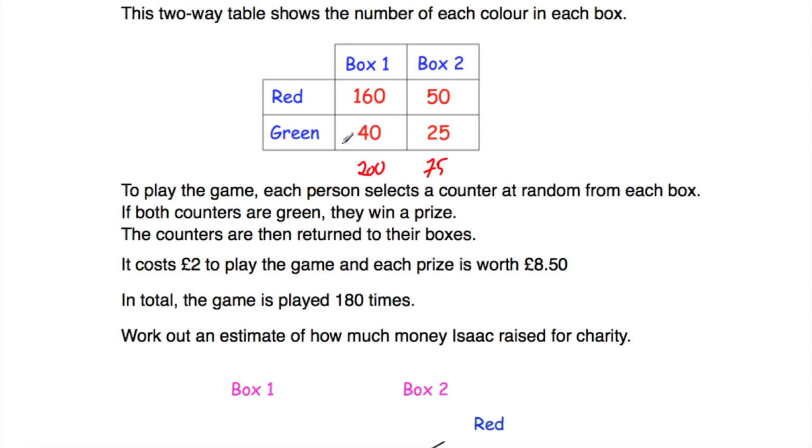And then we're told that if both counters are green, they win a prize. So to win this game, they've got to get a green counter from box 1 and a green counter from box 2. The counters are then returned to the boxes, obviously, otherwise the number of counters are going to keep going down. And it costs £2 to play the game, and each prize is worth £8.50. And in total, the game is played 180 times.